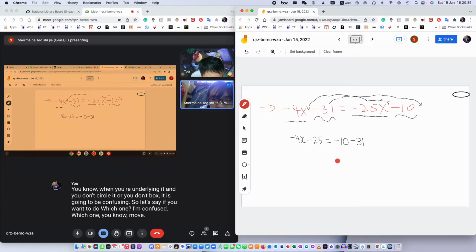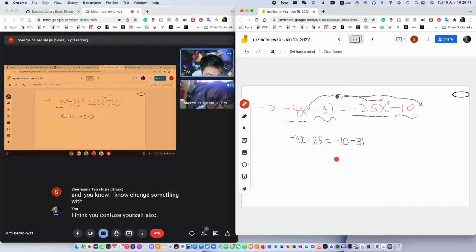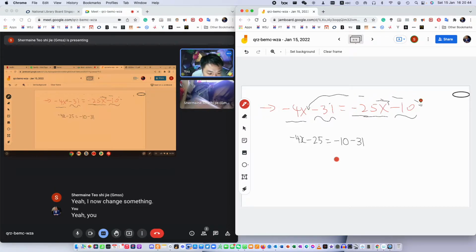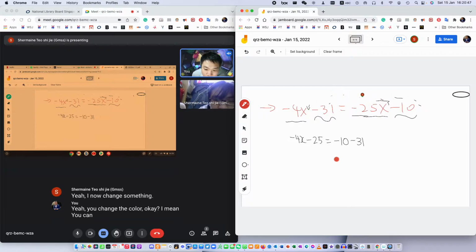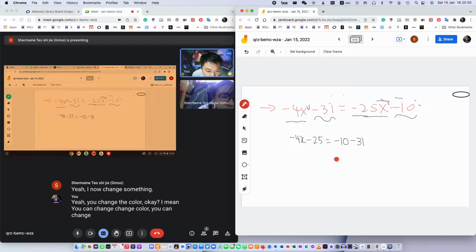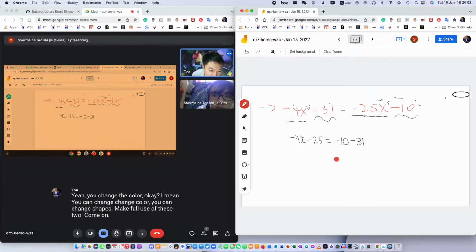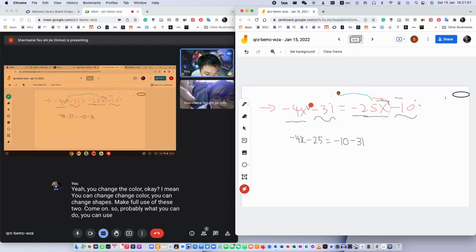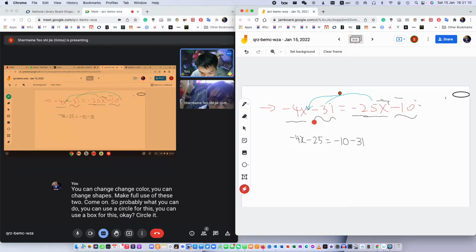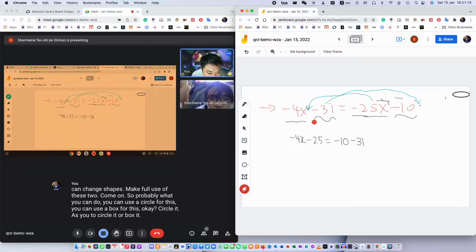I think you confuse yourself also. You need to change the color. You can change color, you can change shapes. Make full use of these two. Probably what you can do is use a circle for this and a box for this. Circle it. I ask you to circle it or box it so that you know.